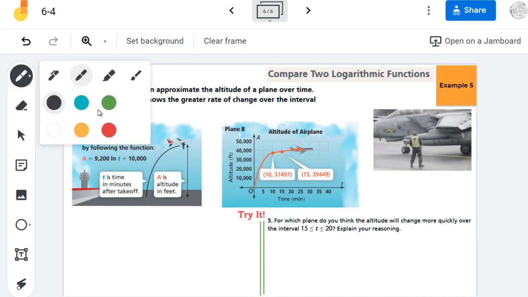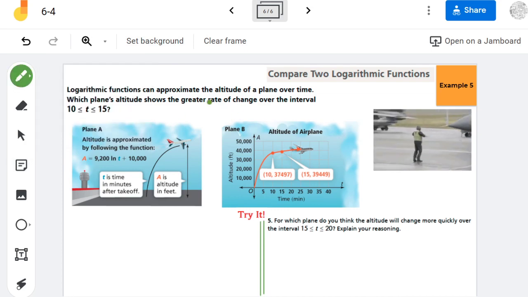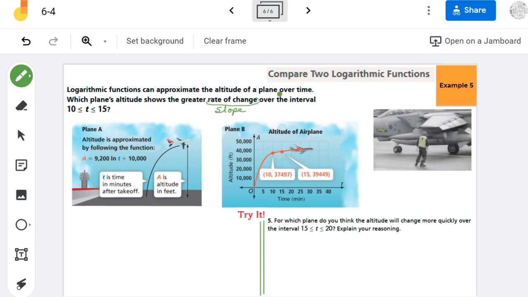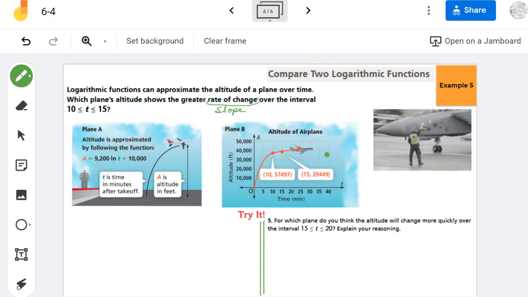Now remember, when we have a rate of change, y'all, that just means slope. So we are comparing the slope of kind of a straight line between 2 points on this one where we have the equation and this one where we have a graph. So for both of these, I need that slope formula.